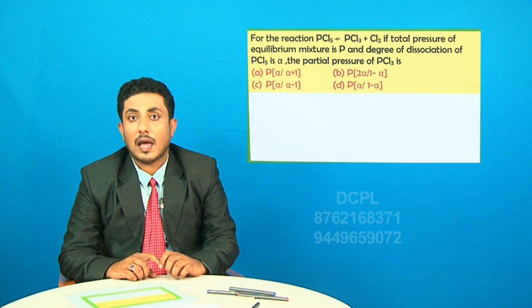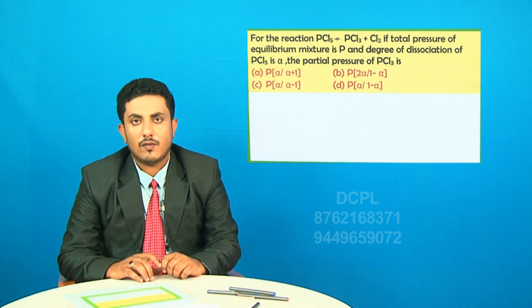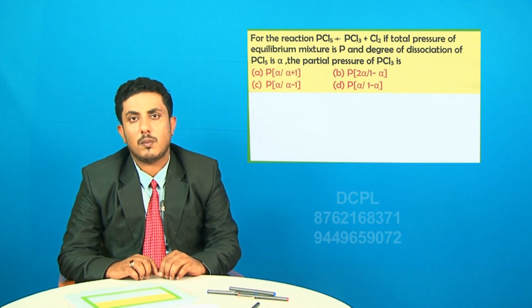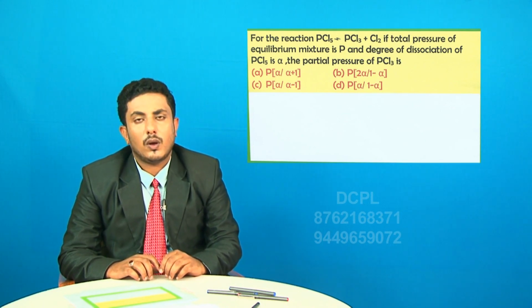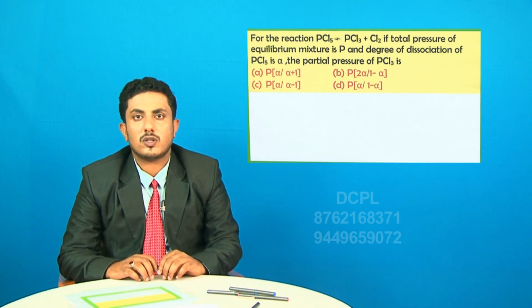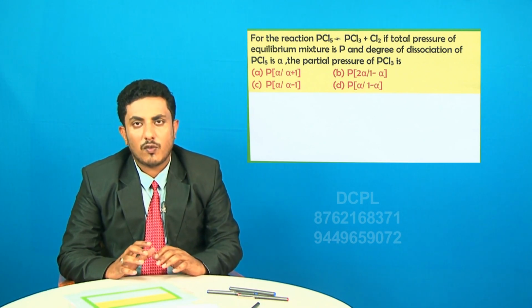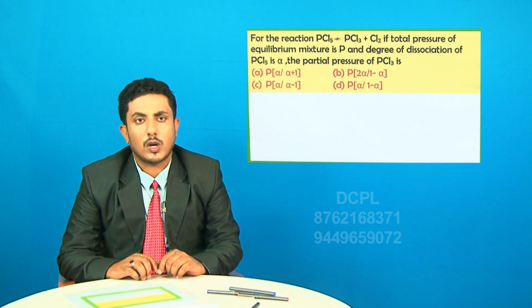Partial pressure can be calculated using the equation PV is equal to nRT, where P is the pressure, V is the volume, n is the number of moles, R is the gas constant and T is the temperature. Or else you can calculate the partial pressure by using the equation: partial pressure of a gas is equal to number of moles of that gas divided by total number of moles at equilibrium into total pressure.